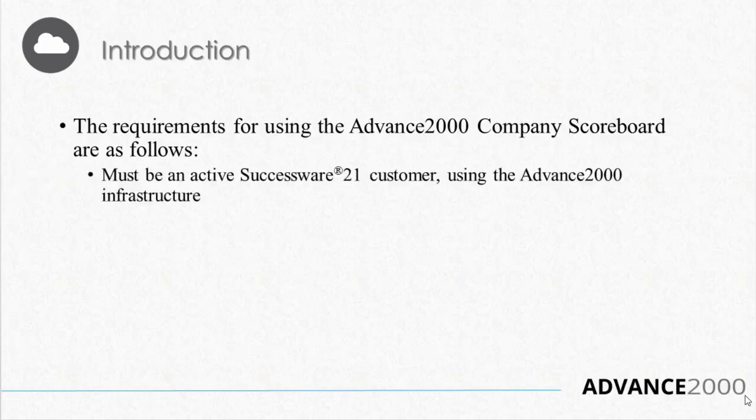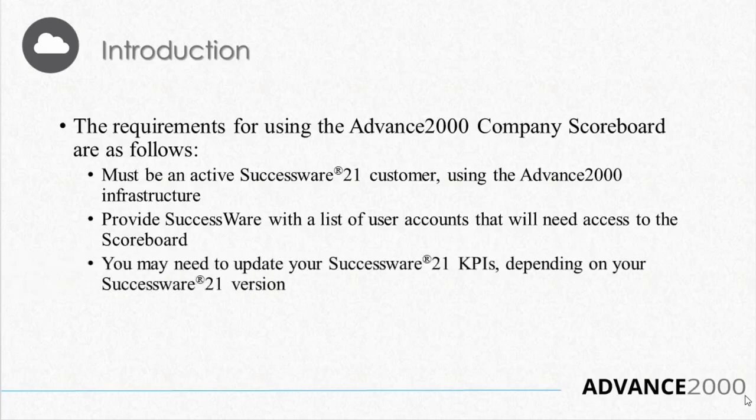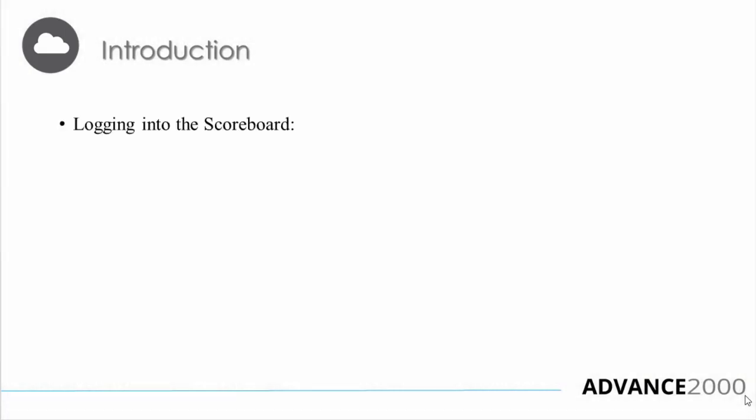You must be an active SuccessWare21 customer using the Advance2000 infrastructure. You must provide SuccessWare with a list of user accounts that will need access to the scoreboard. And you may need to update your SuccessWare21 KPIs depending on your SuccessWare21 version.